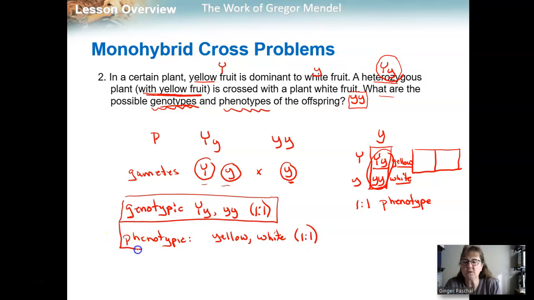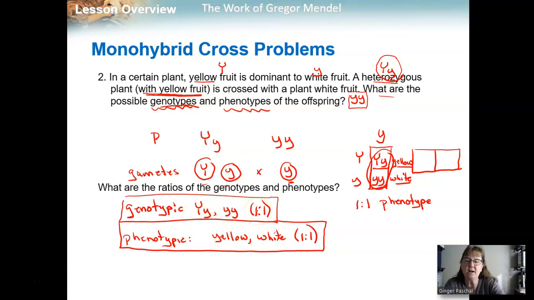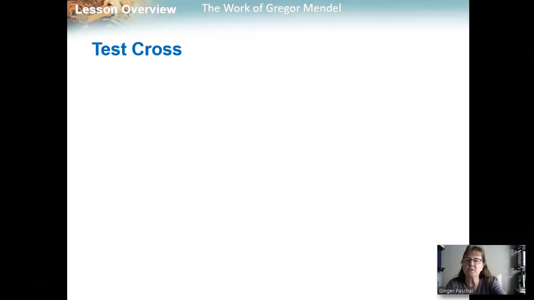So these two pieces of information will be our answer for the possible genotypes and phenotypes, because you can see here's our genotypes, here's our phenotypes, and it also answers this: what is the ratio of the genotypes and phenotypes? You can see here's our ratio of our genotypes, our dominant, and then our recessive. Here's the ratio of our phenotypes. And that's a monohybrid cross problem.